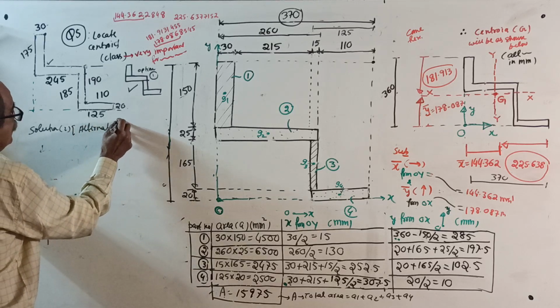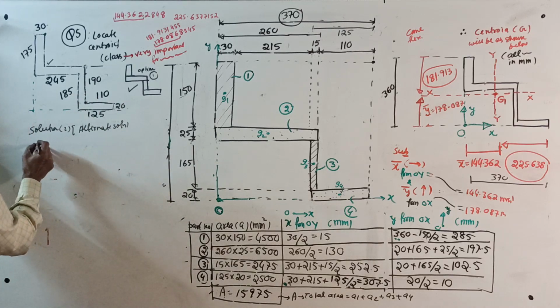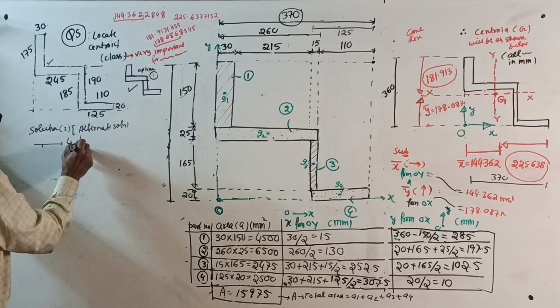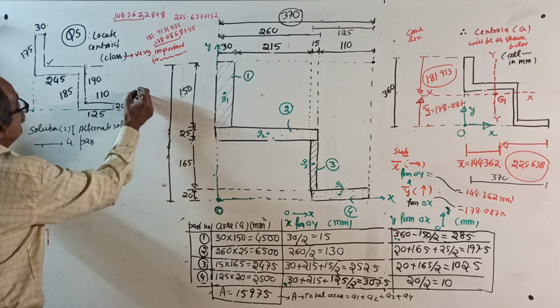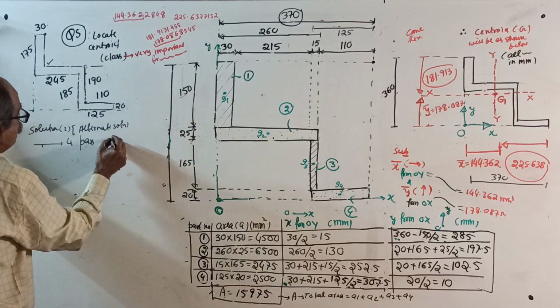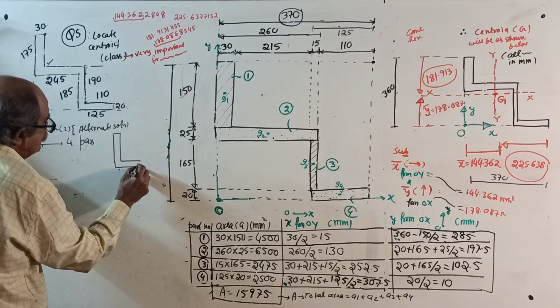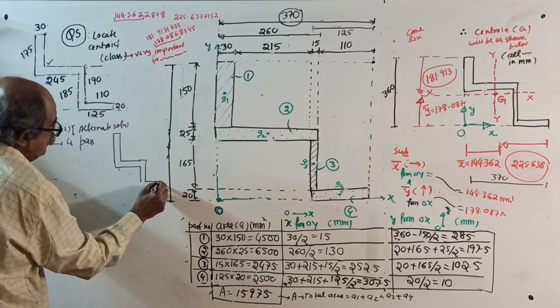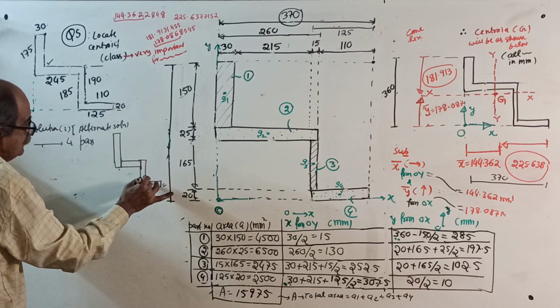What we will do is divide into 4 parts. But how? Not like last time. This time we will divide some other way. See here, I will put 4 parts. How will we divide? This way is there. We will divide like this.